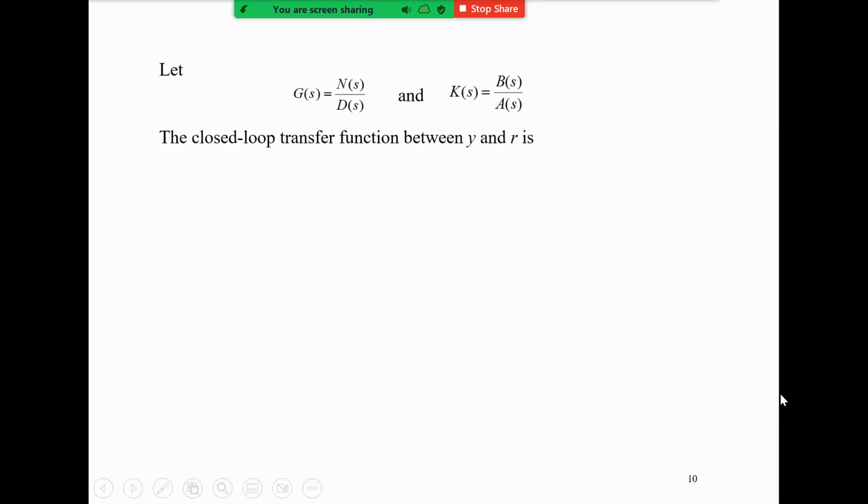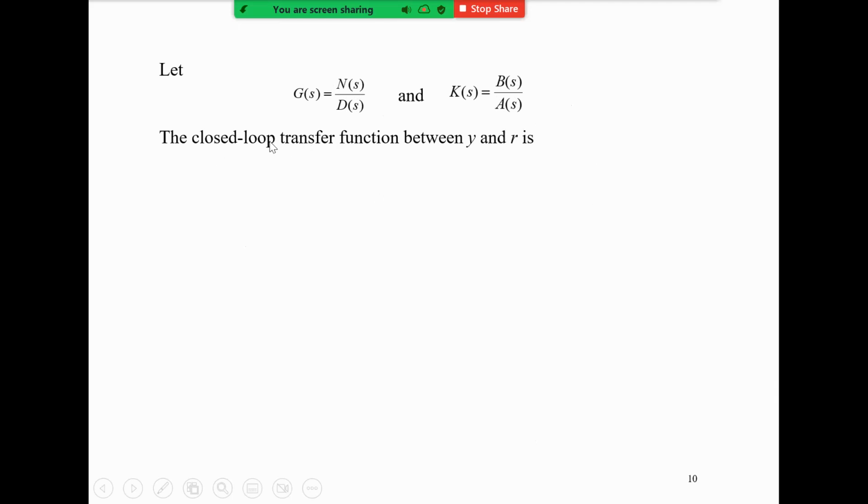Let's go to the mathematics. The transfer function G is given. We use N as the symbol for the numerator and D for the denominator, so G is N(s) over D(s). N and D are given. What you can design is the transfer function of the controller. We use B over A. So B and A are the design parameters, the polynomials you want to design.